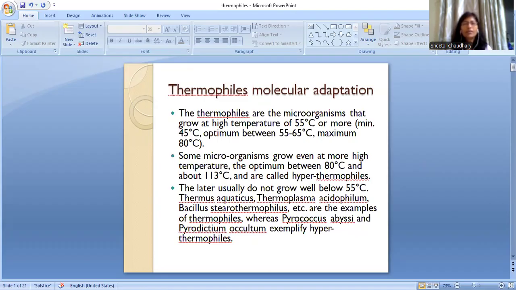Some microorganisms grow at even higher temperatures, with an optimum between 80 degrees and about 113 degrees, and are called hyperthermophiles. The latter usually do not grow well below 55 degrees centigrade. Thermus aquaticus, Thermoplasma, Acetophyllum, Bacillus stearothermophilus, etc. are examples of thermophiles, whereas Pyrococcus abyssi and Pyrodictium occultum exemplify hyperthermophiles.